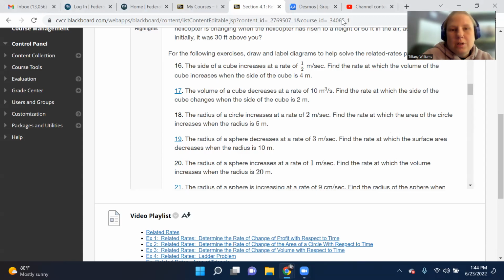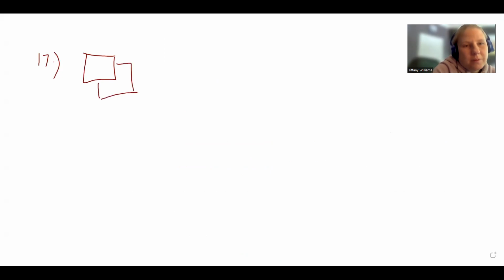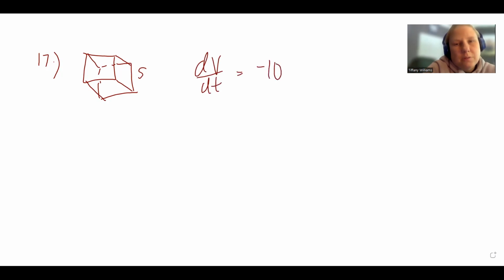So let's do a new share. Let's do a whiteboard. So I have basically got a cube. A cube is not going to be pretty, but you know, it's a cube. So there's my cube. And basically, one side of the cube I'm going to call S. So we know that dV/dt equals negative 10 meters cubed per second.